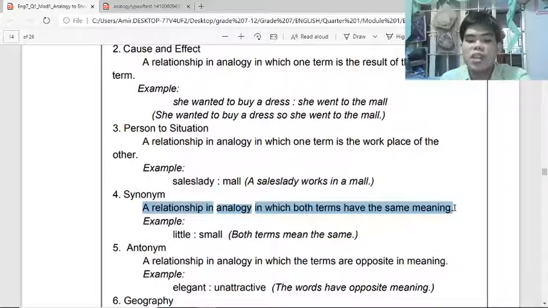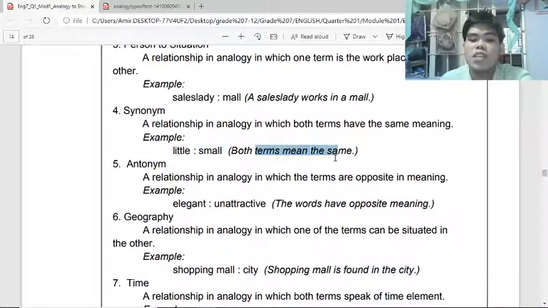Next, synonyms. A relationship in analogy in which both terms have the same meaning. So the two terms are the same in terms of their meaning. So little is to small, because both terms mean the same.